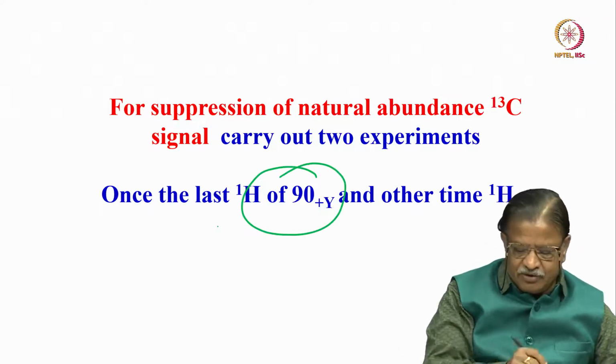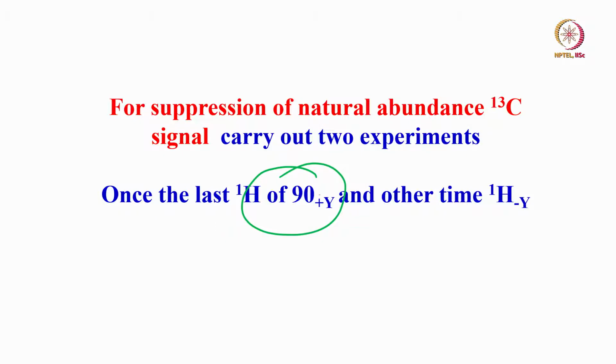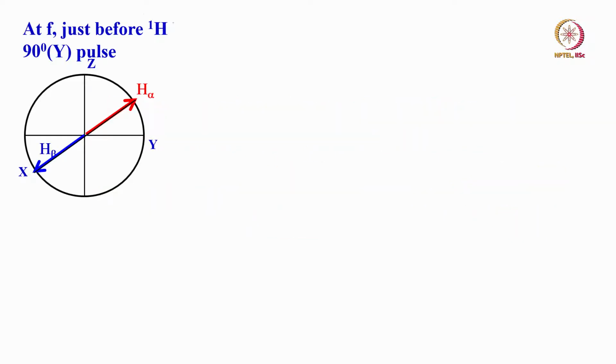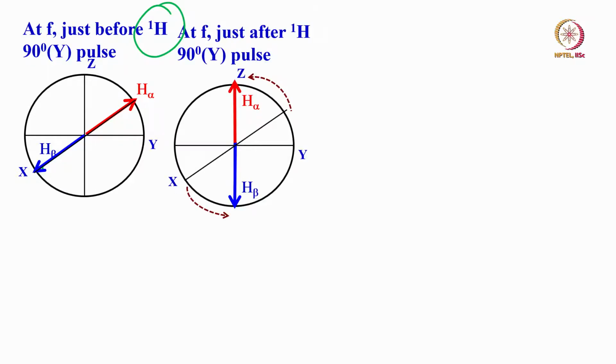For the last proton pulse, in one experiment apply a 90 pulse along the plus y axis, and in the other apply it along the minus y axis. You apply both 90° pulses, 90° plus y and 90° minus y, then record the data. Let us see what is going to happen. At F, just before the proton pulse, this is what we observed: alpha and beta components are antiphase in character. Now we applied the proton 90 pulse and we took the alpha component of magnetization to z and the beta component to minus z.